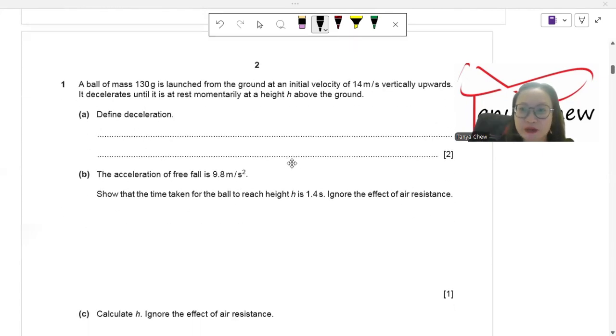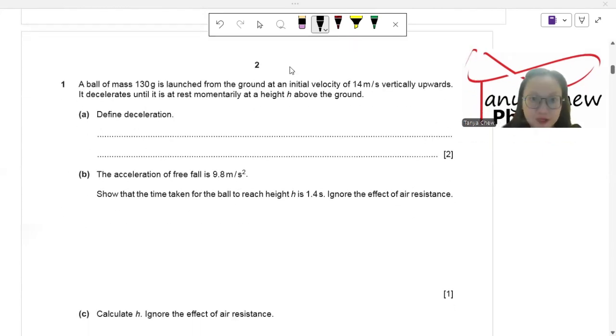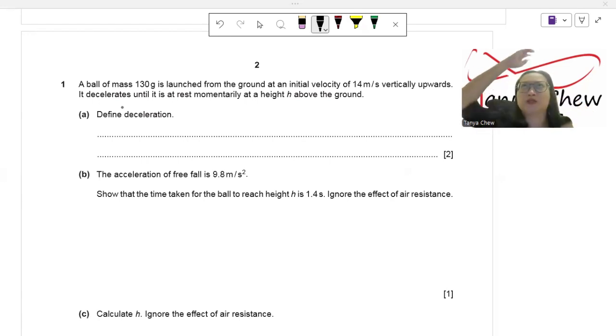Now, we start with the first question first. Let me read out the question. A ball of mass 130 gram is launched from the ground at an initial velocity of 14 meter per second vertically upwards. Now, it decelerates until it is at rest momentarily at a height h above the ground. So the ball just goes up until reaching a certain height, which is h, and then the ball is at rest. Yes, which is also true because every object, before it changes direction, has to rest first. That is an important tip for you.